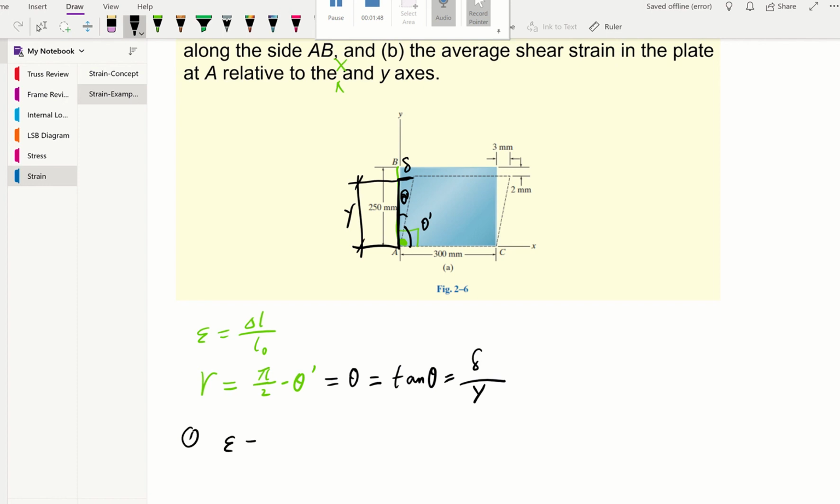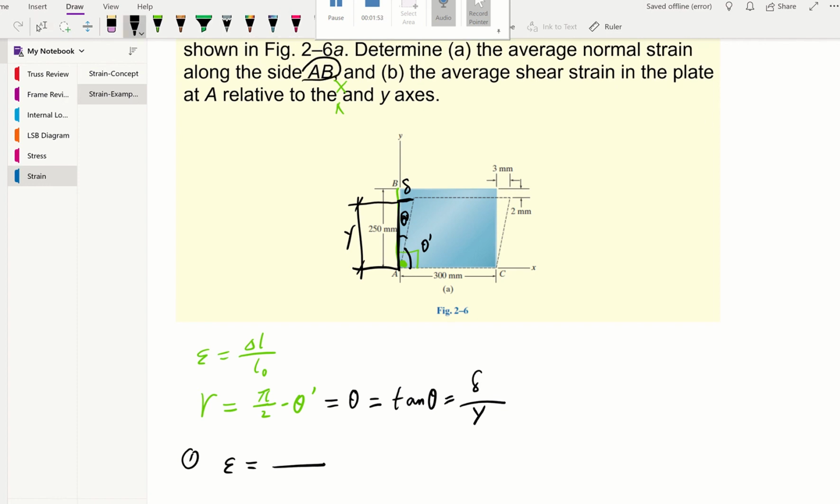To find epsilon, the normal strain, do we know L, AB? This is side AB. What's our original length? Side AB is from here to here. That's 250 millimeters. That's our original L naught. And how about delta L? B used to be here. Now B has changed over here. So what's our AB, the length now? That's going to be this color, right? It's going to be the length of that. How do we figure out the length of that?